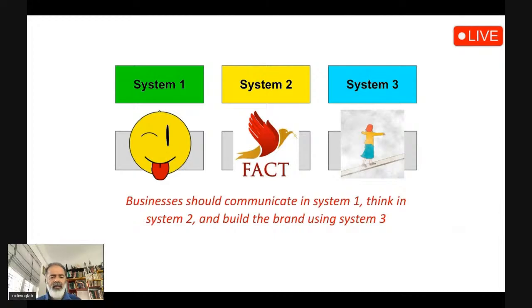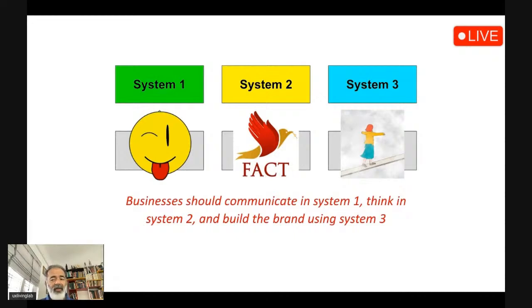As a bottom line, think about a business. You, being a brand, should communicate in system one, because whatever communication material you produce for a consumer, such as advertisement, it should have system one. It should give an emotional attachment. Nobody is interested in interacting with just data. Data with emotion is important. System two is thinking about facts, that means data. There should be some specification, but the specification should be communicated through system one, and build the brand using system three.